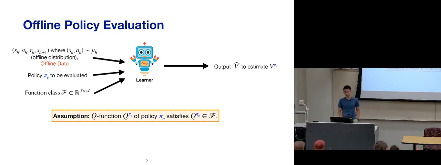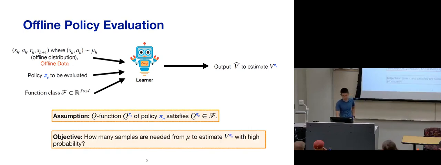information, the learner tries to output V hat, an estimate of the value of the policy, V^{pi e}. We use the expected difference between V hat and V^{pi e} to denote whether this evaluation is successful or not. Our objective is to determine how many samples we need from the offline distribution mu to estimate or approximate V^{pi e} with high probability. This is the objective of offline policy evaluation. Any questions so far?